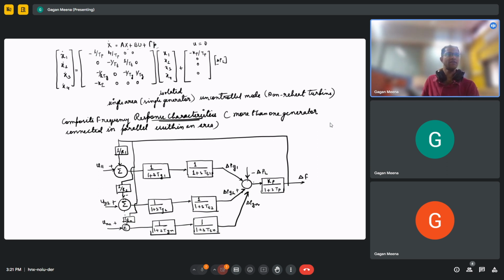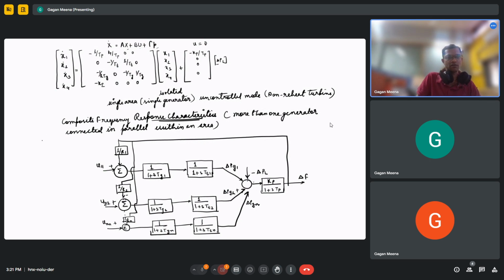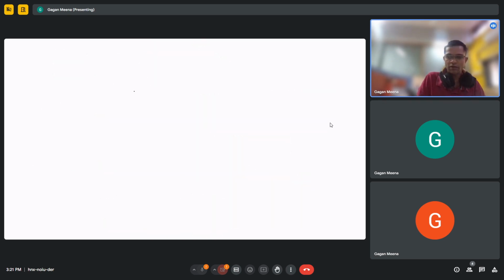So this is a multi-unit isolated power system. Let me write it here: multi-unit. This was a single unit. Multi-unit isolated power system. After this, we will see what will happen if two power systems are connected. So there are two areas. Each area represents one power system, and these two power systems are integrated together via a tie line or a three-phase transmission line.